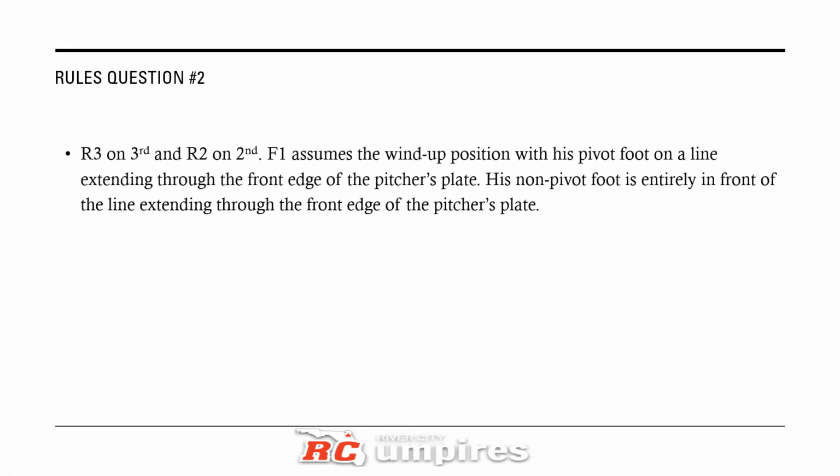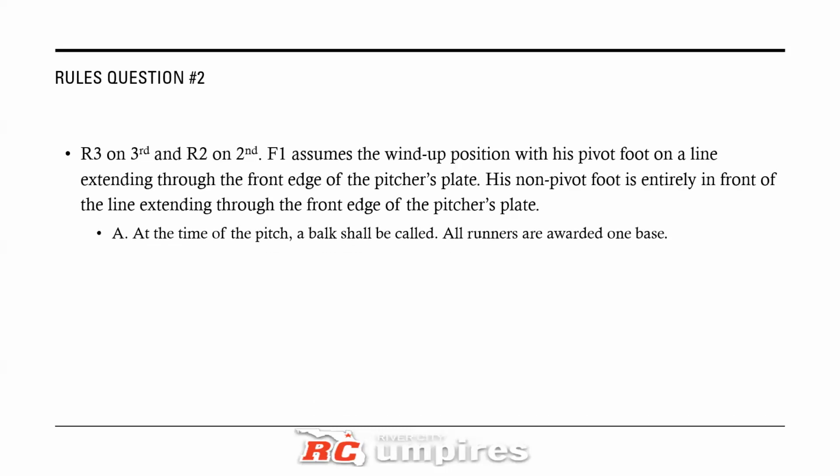Next question. R3 on third, R2 on second. So second and third. The pitcher assumes a wind-up position with his pivot foot on a line extending through the front edge of the pitcher's plate. His non-pivot foot is entirely in front of the line extending through the front edge of the pitcher's plate. So you kind of have to draw yourself a picture here. Yep. Okay.